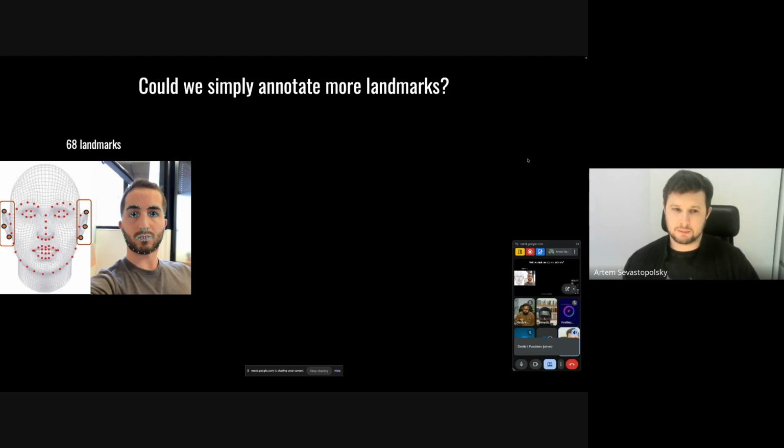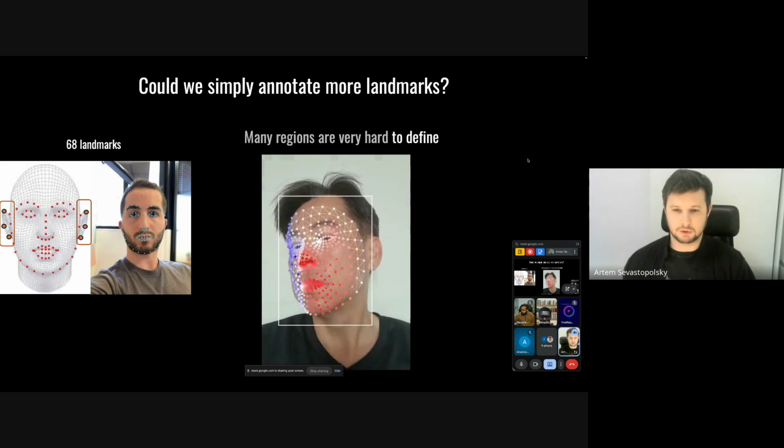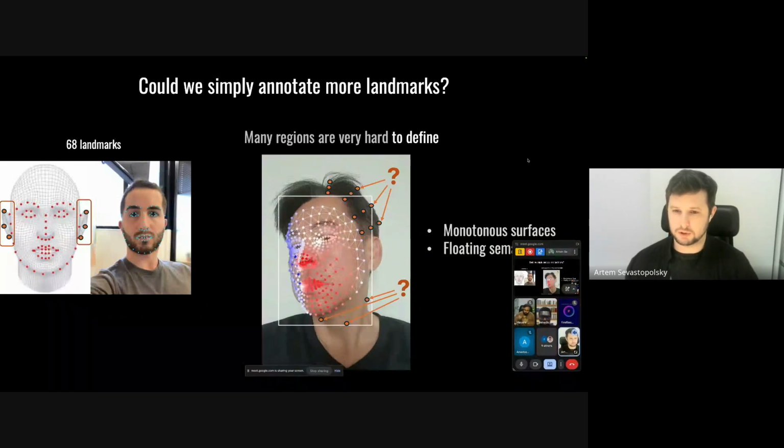However, some other landmarks are a bit harder to define. If you look, for example, at these points, it's always a question: how do you define the points on the hair? It's a bit ambiguous, and I presume every annotator would annotate them somehow differently, especially given that hair can be different. The neck is also a problematic region, as you can see down below. The points on the neck are really hard to define because the surface is just monotonous.